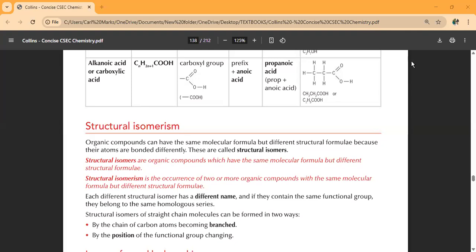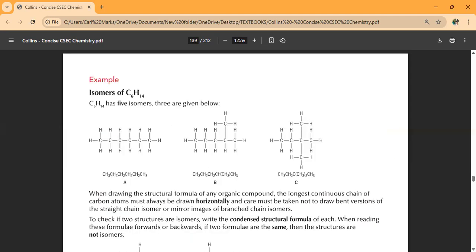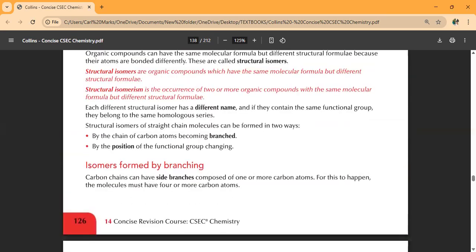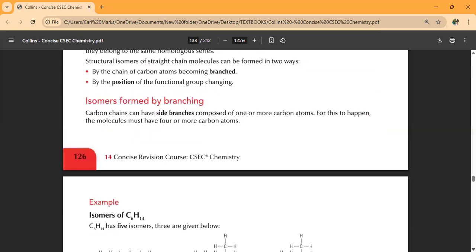So if the arrangement of the atoms looks different, they're going to have a different name. The compounds will have different names, right? And we're going to come to the naming soon enough. So isomers are formed by branching. We can have side branches composed of one or more carbon atoms. And that can happen, for example, if the molecules have 4 or more carbon atoms.